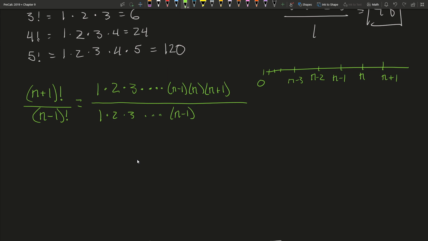And then we can cancel out common factors. And we're left with n times n plus 1 in the numerator, which is just n squared plus n. Okay, and then that's the simplified form. Okay, so you may have seen this on the ACT. If you hadn't gotten to this yet, this is what it means. Okay, so questions about this example?